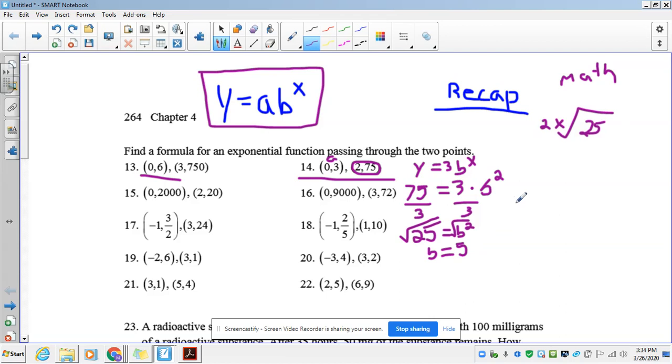Now we have everything we need to write our equation. So y would be equal to 3 times 5 to the x power.